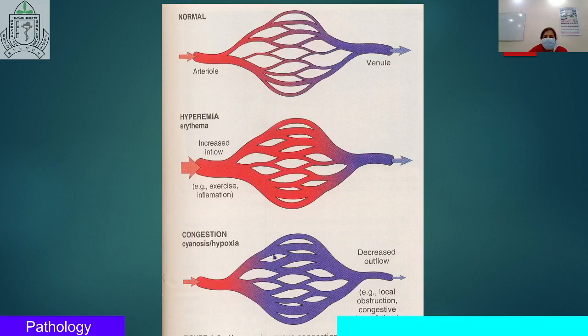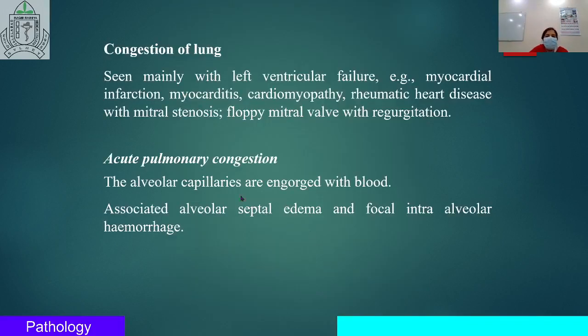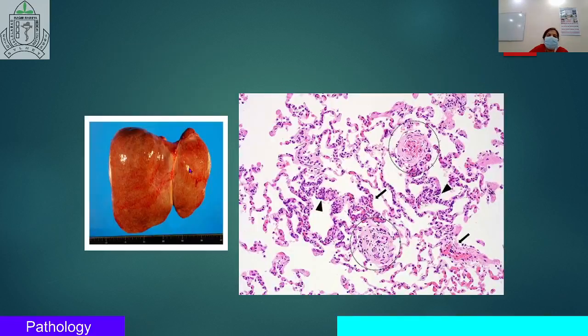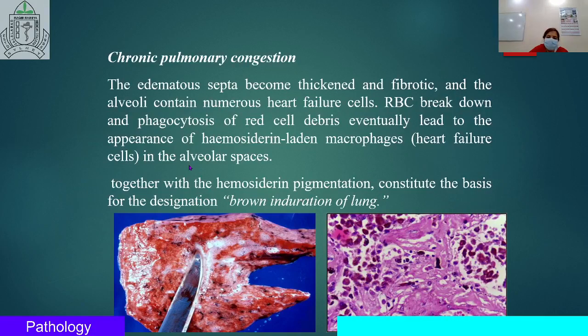If we concentrate on this figure, hyperemia occurs in inflammation and exercise, and congestion occurs in congestive cardiac failure and local obstruction of the vein. Congestion of the lung occurs in two ways. One is acute pulmonary congestion and another is chronic pulmonary congestion.